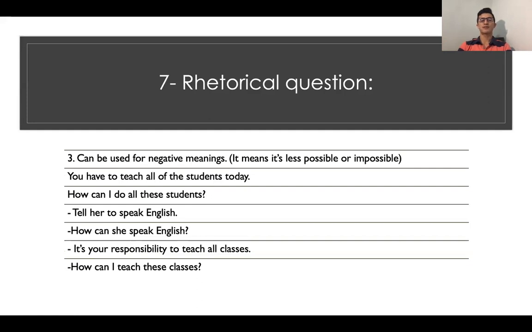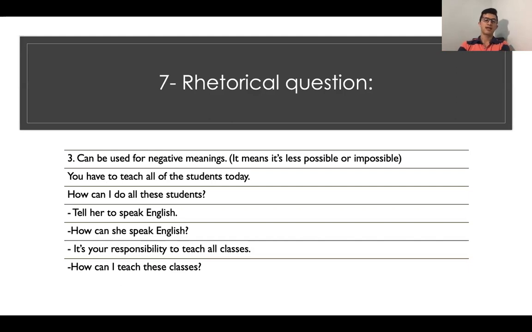Okay, the first person says, you have to teach all of the students today. You have to teach all of the students today. And the second person says, how can I do all these students? How can I do all these students? So it means it is impossible to teach all the students today. Okay? Remember, this kind of sentence gives us negative meaning. The structure is interrogative, but the meaning is negative.